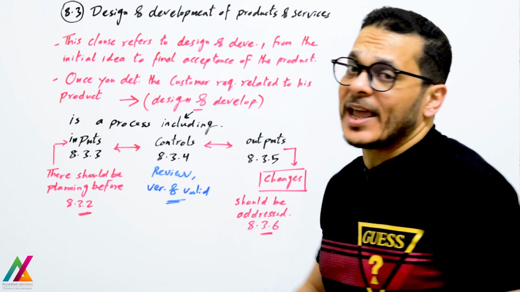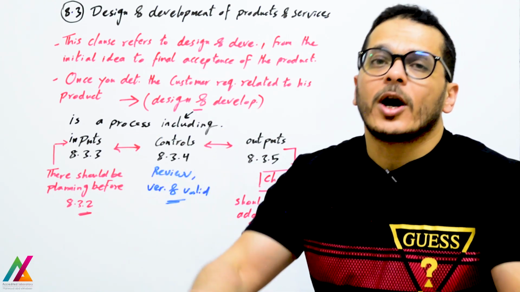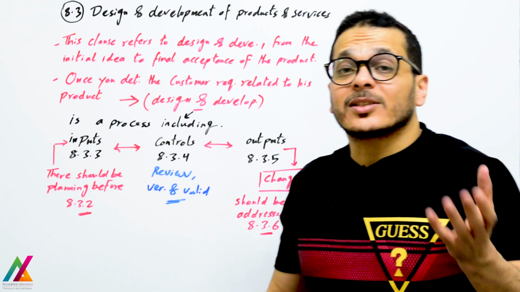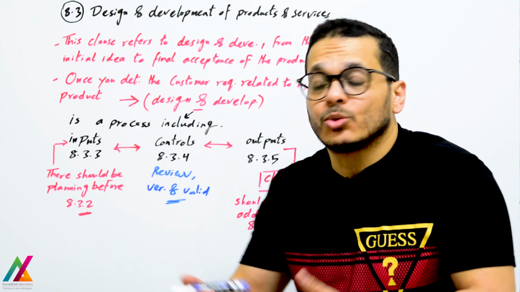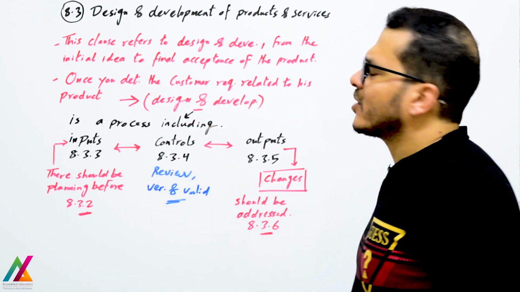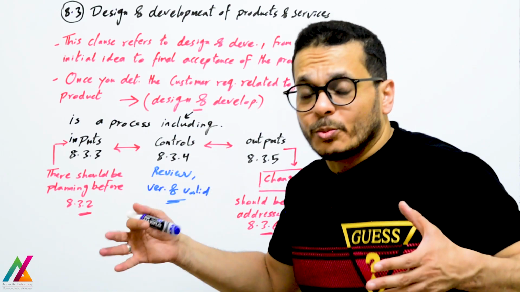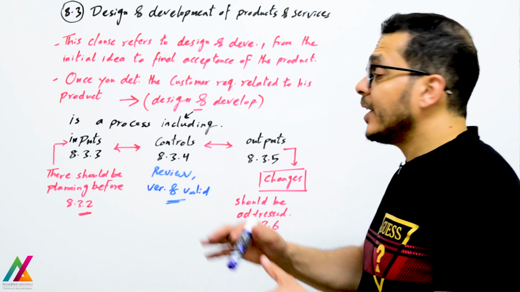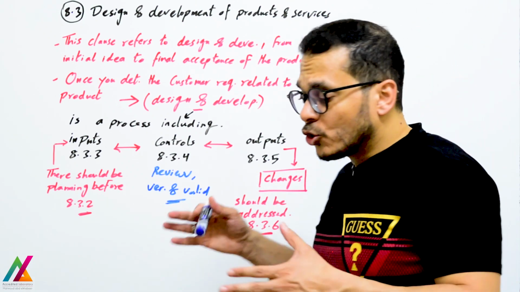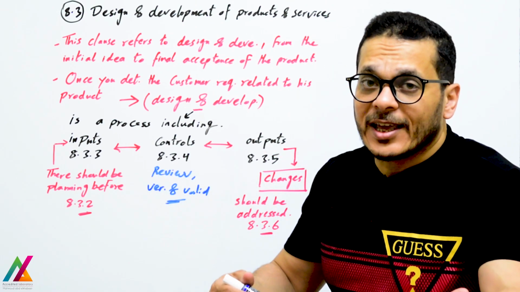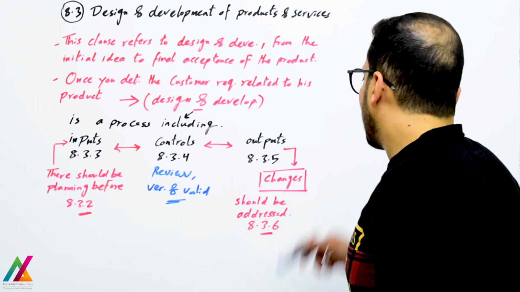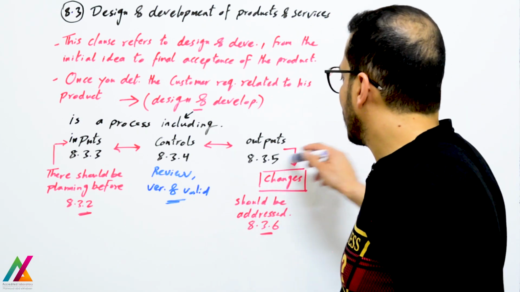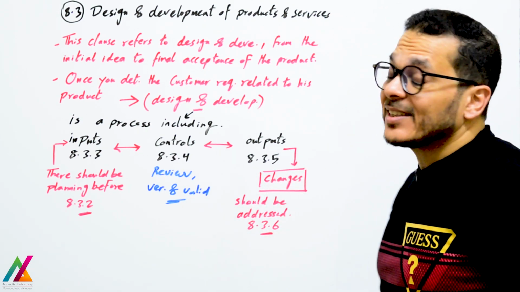So this is sub-clause 8.3.2. Then, what are the requirements from the customer relating to his product or service? The inputs: customer requirement, regulatory requirement, and statutory requirements. Then controls. What are the controls required to be done during this process? Review, verification, and validation. Then output, the product, which should be the same as what's required by the customer. After that, during this process also any change should be addressed. So the changes should be addressed, and this is sub-clause 8.3.6.